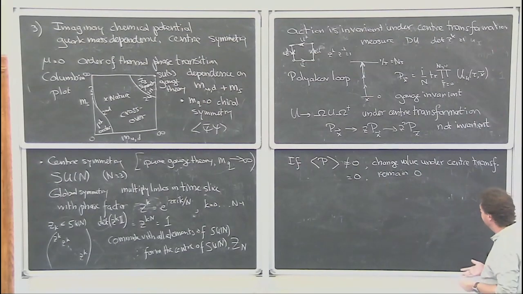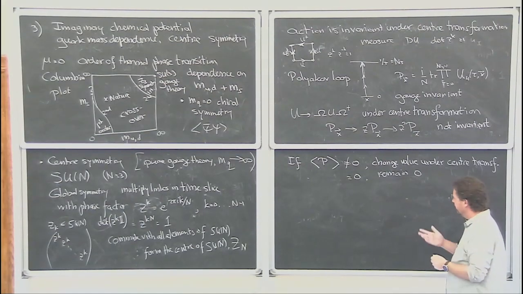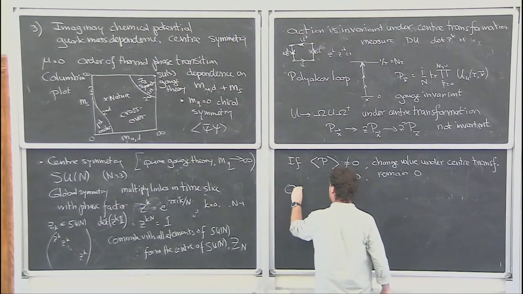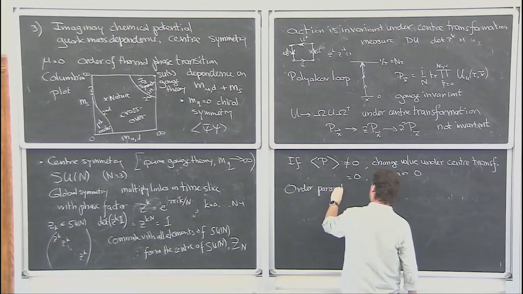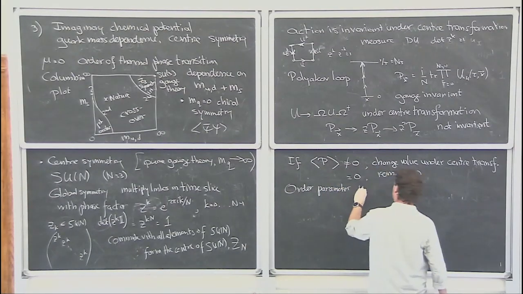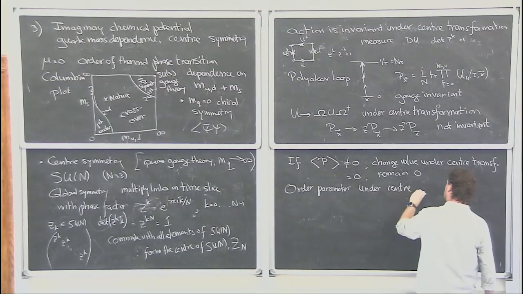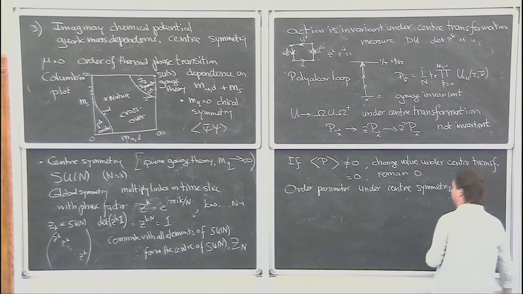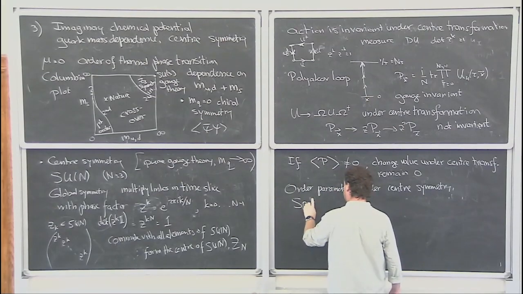And if it's non-zero, it breaks center symmetry, or center symmetry is broken. Whereas if it is 0, center symmetry is unbroken. So it's an order parameter. So the Polyakov loop is an order parameter for center symmetry. And center symmetry can be spontaneously broken.